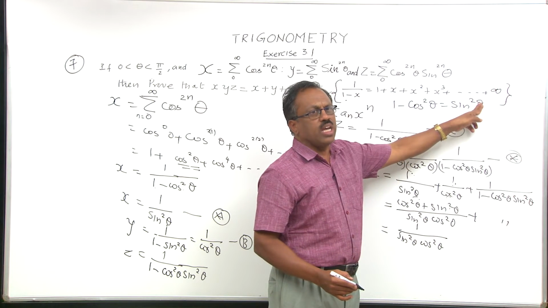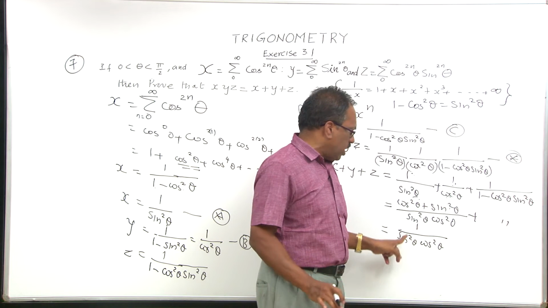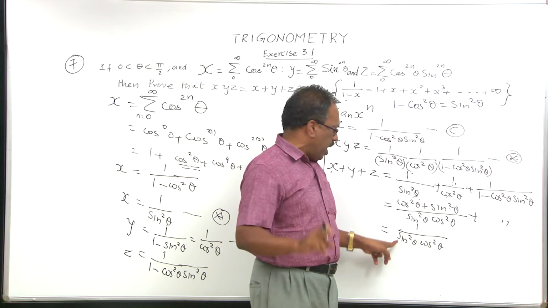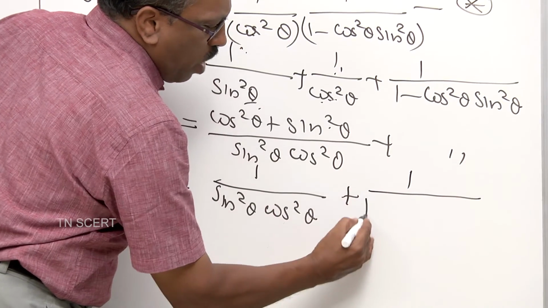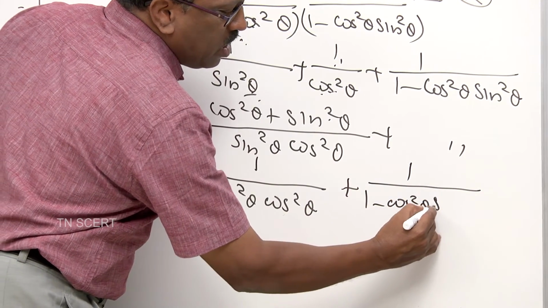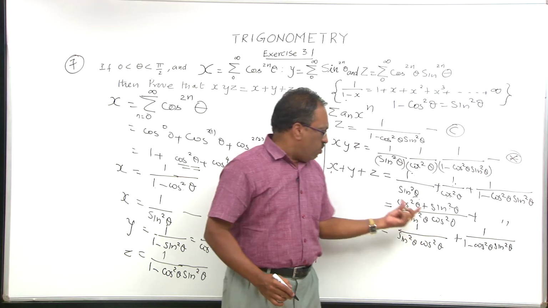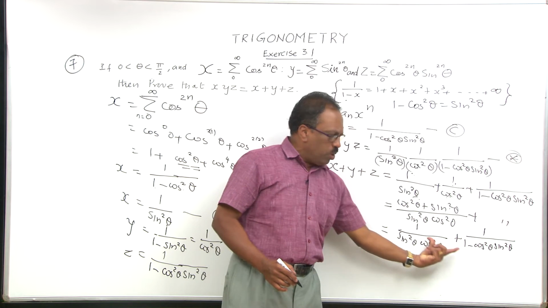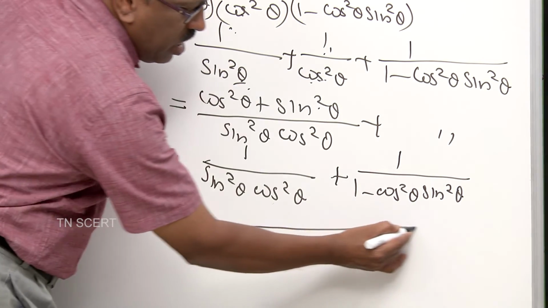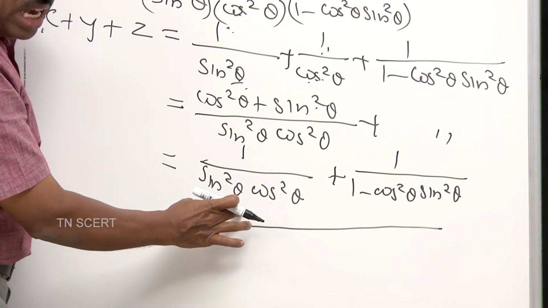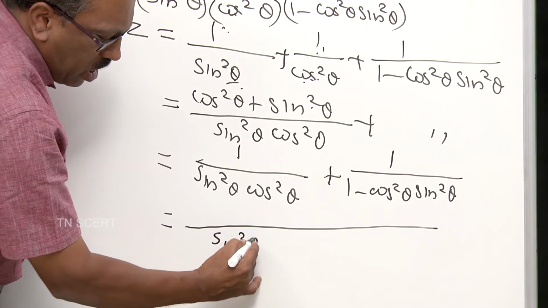1 minus cos square theta is sin square theta. Sin square theta plus cos square theta is the identity which you know very well, so we applied that here. That is 1 by sin square theta cos square theta plus this result 1 by 1 minus cos square theta sin square theta. So again you have to take LCM for these two. First we simplified the first two, now you take the other two. By taking the simplified result here, this is 1 by a, 1 by c.